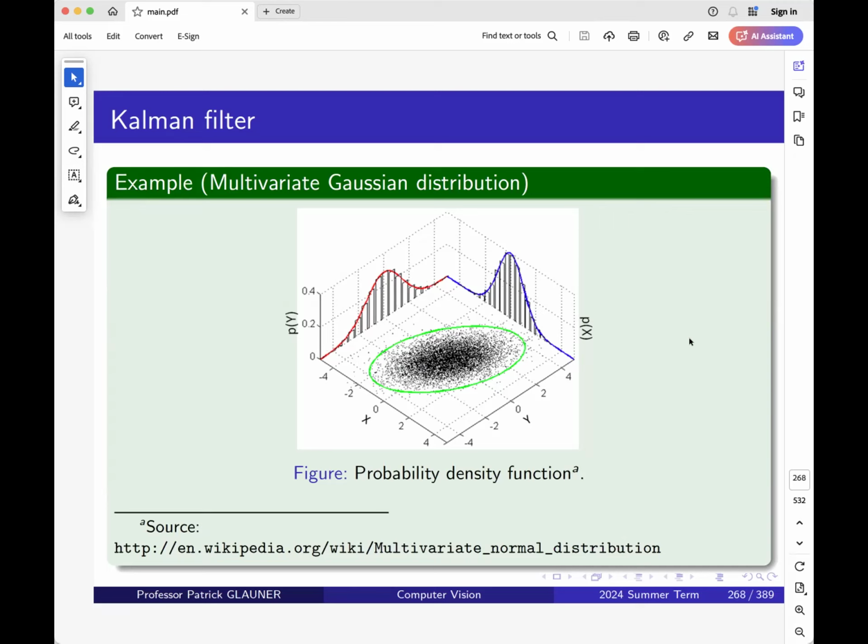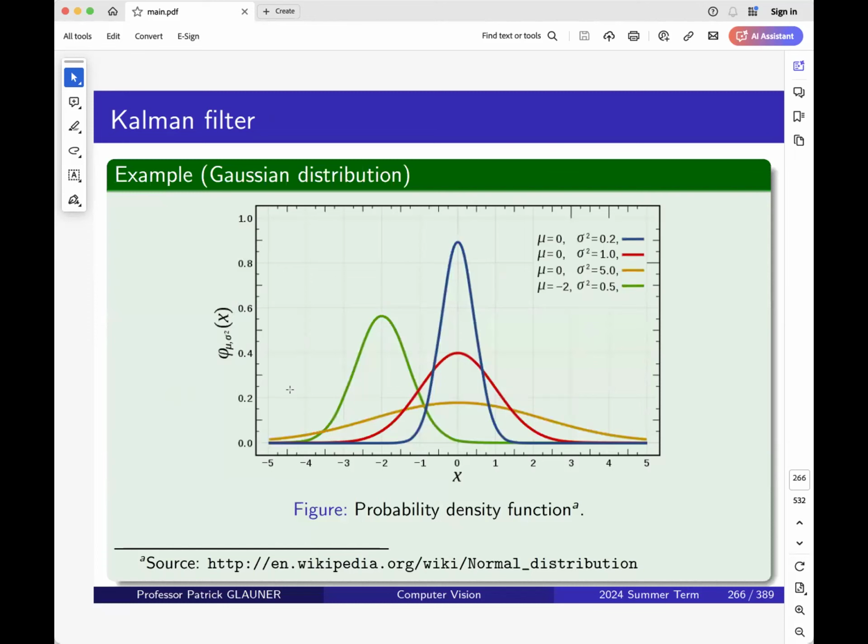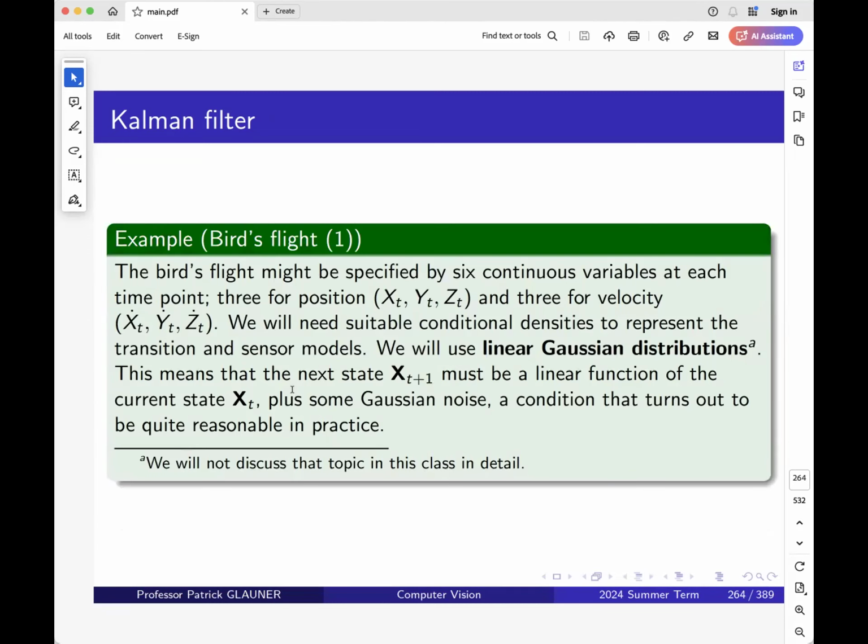You can imagine that this works for more than n equals 2, n equals 3, 4, 5, n in the thousands, but it's something that we are unable to visualize here. We will need this multivariate Gaussian distribution in a Kalman filter, but in the simplest form in our Kalman filter, we're just looking at a single variable. In our example here with the bird's flight, we actually have 6 variables, but just in order to keep it easy for now, we will just work with a single variable.